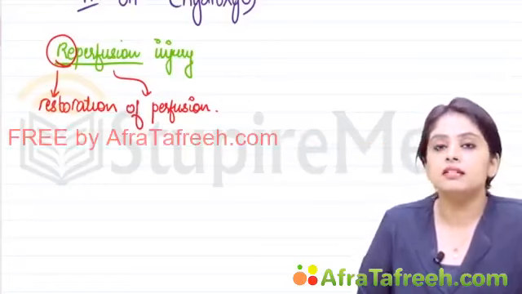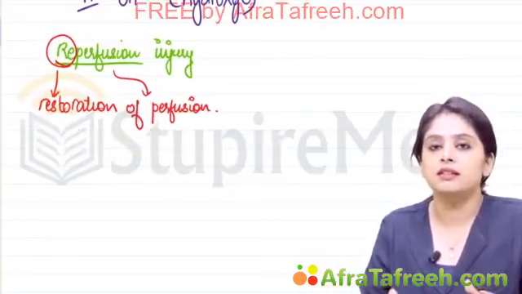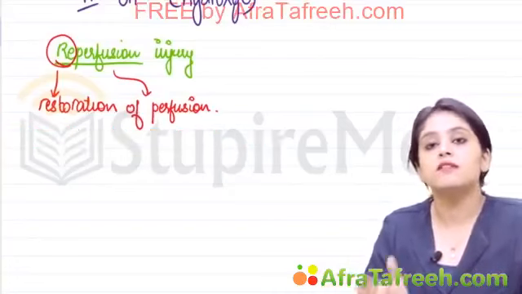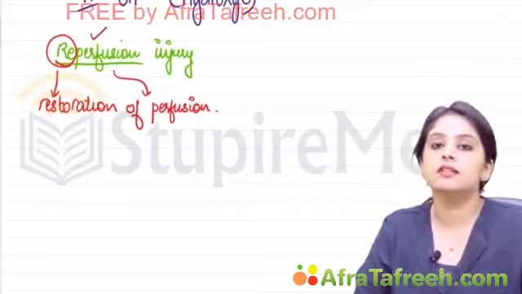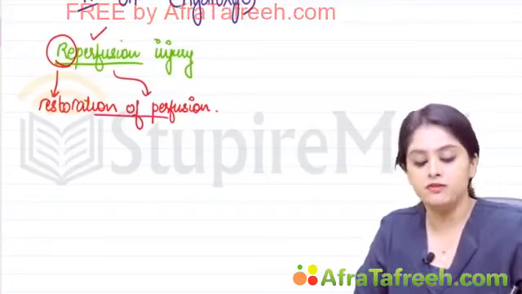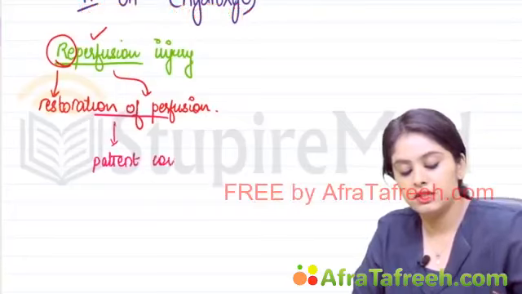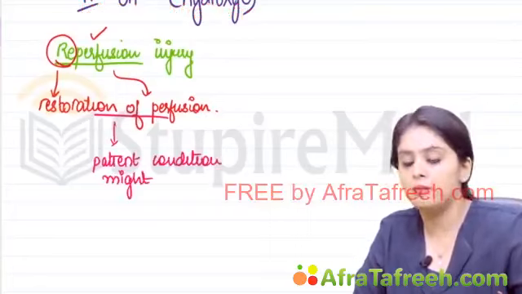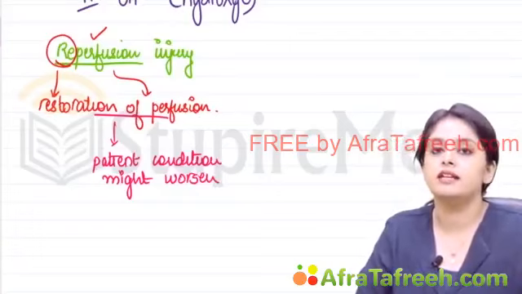But now the patient's condition further deteriorated. The patient was treated by any of these methods, but on treatment his condition further worsened. Why? Because of something known as reperfusion injury. So this means on restoration of perfusion, the patient's condition might worsen. And why is this happening? This does not happen always. This is happening because of the formation of free radicals.